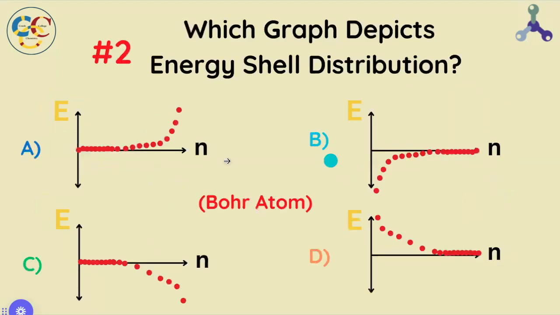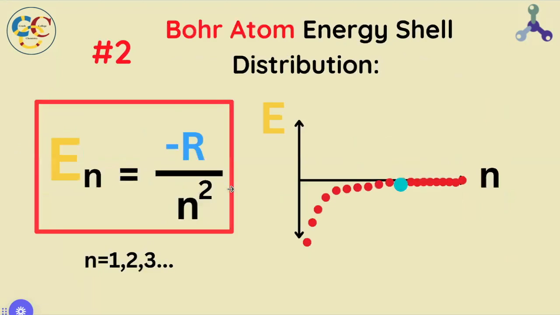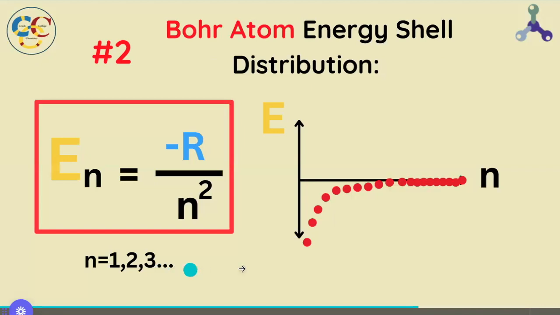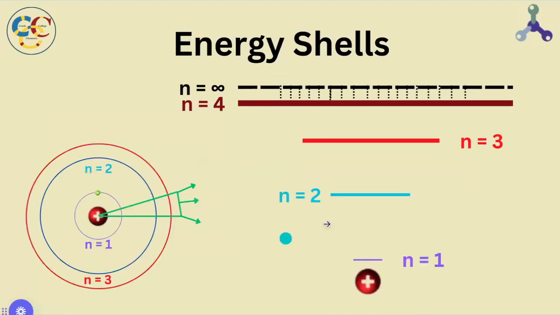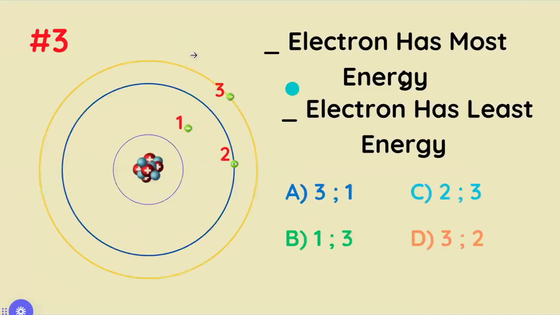Number 2, which of these graphs correctly depicts the distribution of energy for the shells within a Bohr atom? The correct answer is B. So this equation right here maps the energy of each energy shell n, where the energy values are negative below the x-axis, energy increases as n increases, and the energy of each n shell is represented by dots due to the restricted possible values n can be, simply positive integers, 1, 2, 3, 4, etc. To make sure you understand the Bohr atom, its energy shells, and the electrons that occupy them, check out the video below.